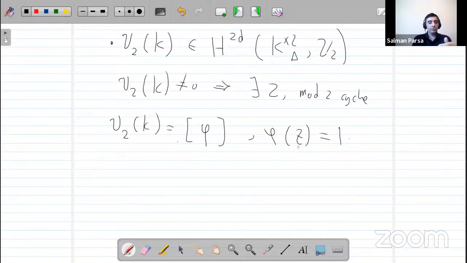But in Z2 coefficients, a cycle is nothing but a subcomplex. Here is a bunch of 2D cells. And so it tells you that in general, also when the mod 2 obstruction is not 0, we can find subcomplexes that actually look like they are obstructions to embeddability. And why are they obstructions?